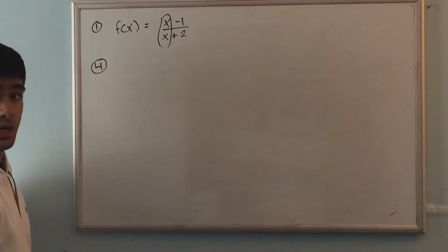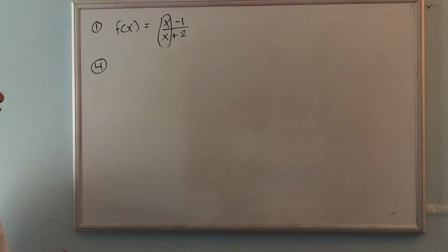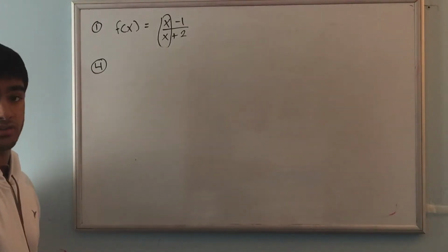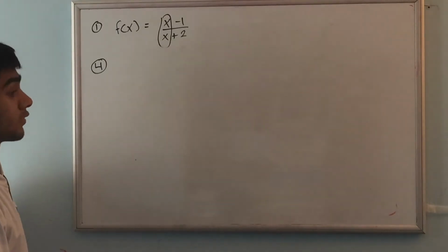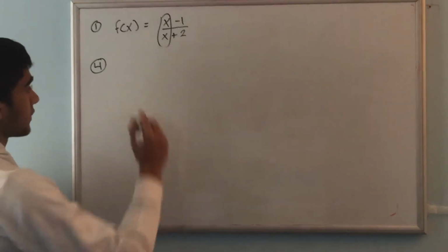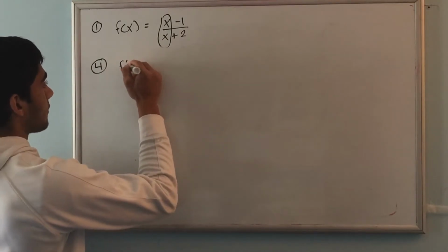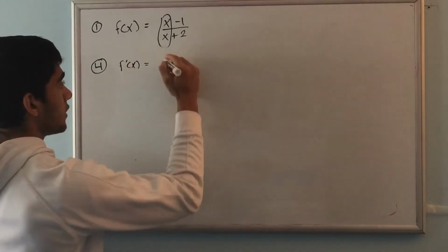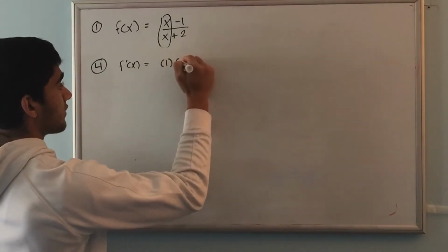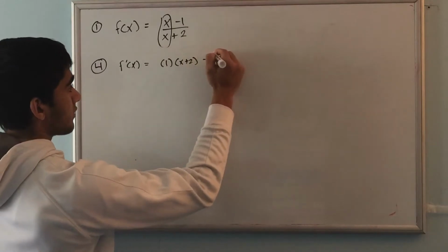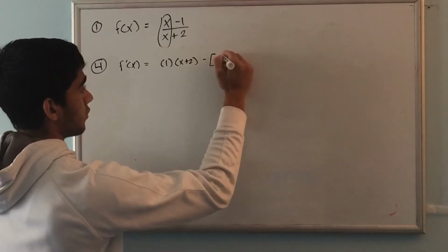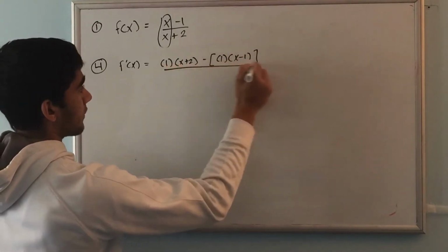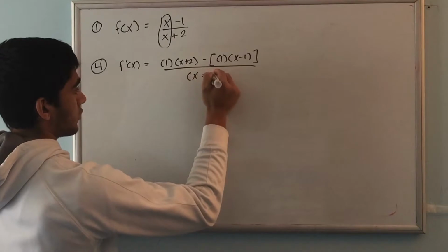So the fourth step is where calculus is involved, and remember, we want to do the first derivative test in order to find the min and max and the intervals of increase and decrease. To do that, we need to take the derivative of the function and set it equal to 0. So first, let's find f prime of x. Notice that this is a quotient rule, so we take the derivative of the top, which is 1, times the bottom, x plus 2, minus the derivative of the bottom, which is also 1, times the top, which is x minus 1, all over the bottom squared, which is (x plus 2) squared.